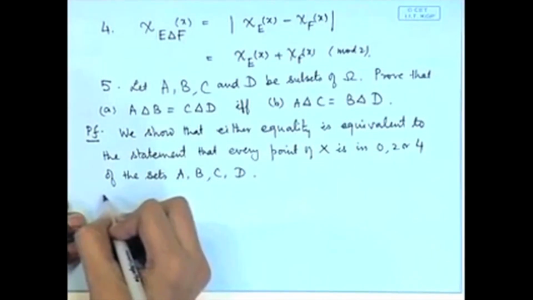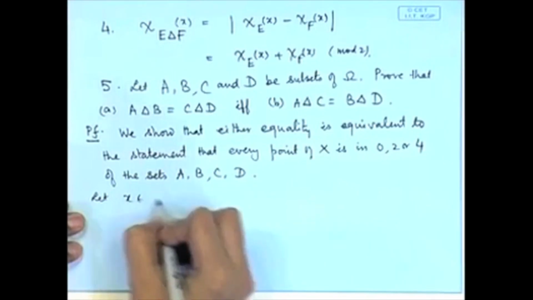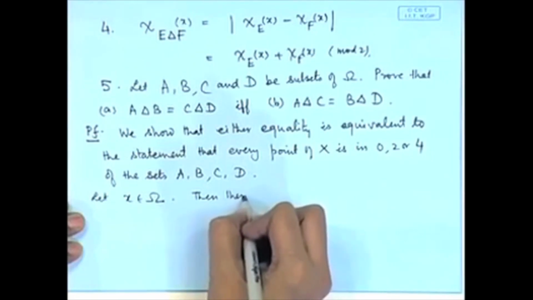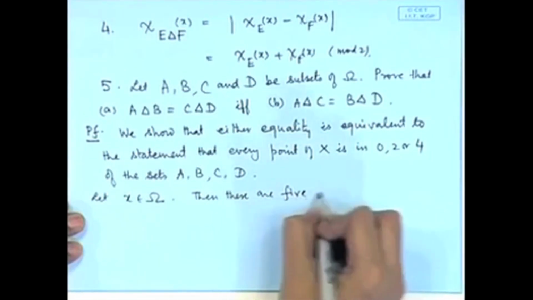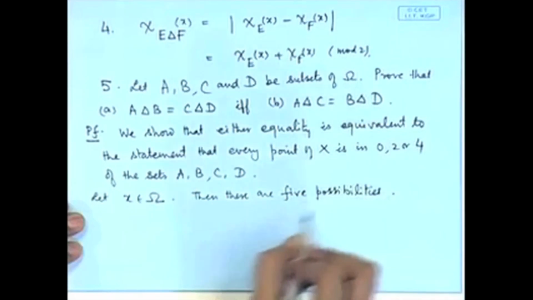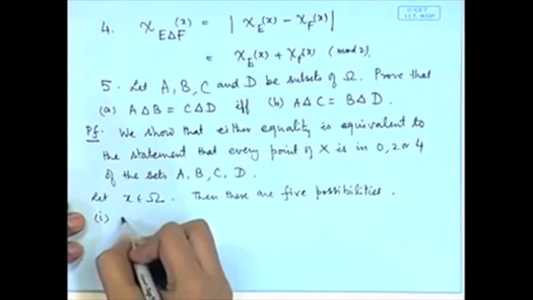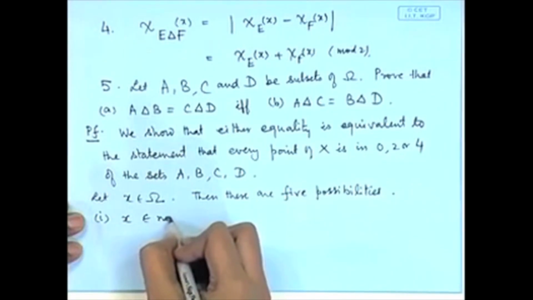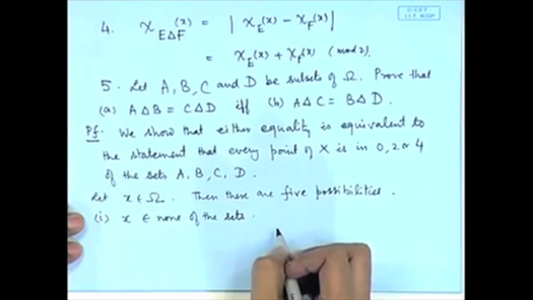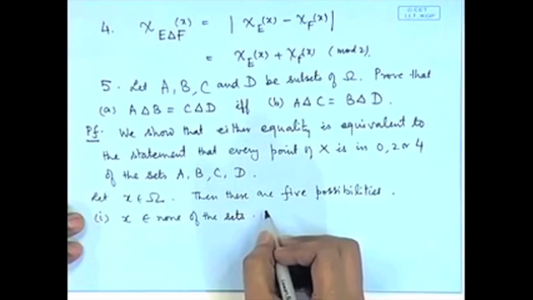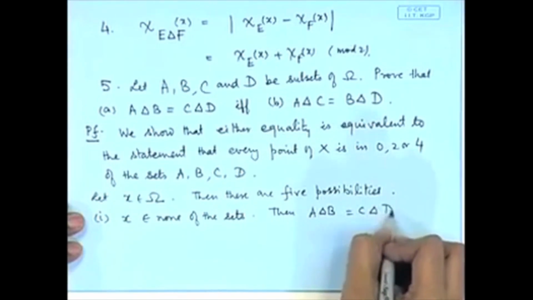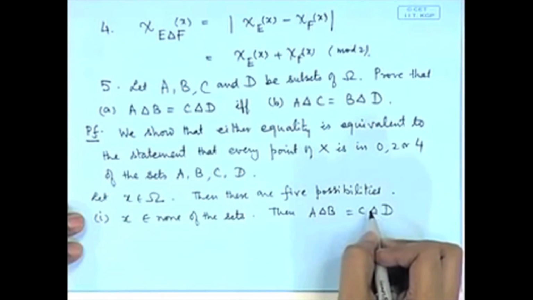So let us consider x to be any point in the space omega. Then there are 5 possibilities. Let us consider these possibilities. One possibility is that x belongs to none of the sets. If x does not belong to any of the sets, then with respect to this point, A delta B and C delta D must be equal because x is in none of them.